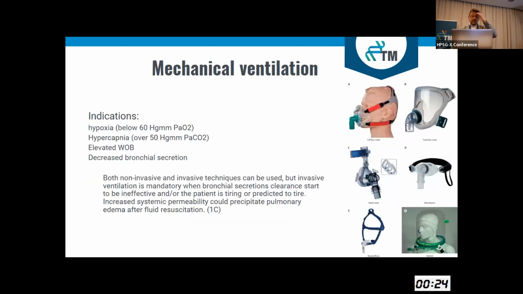Both non-invasive and invasive techniques can be used, but invasive ventilation is mandatory when bronchial secretion clearance starts to be ineffective or the patient is dying.